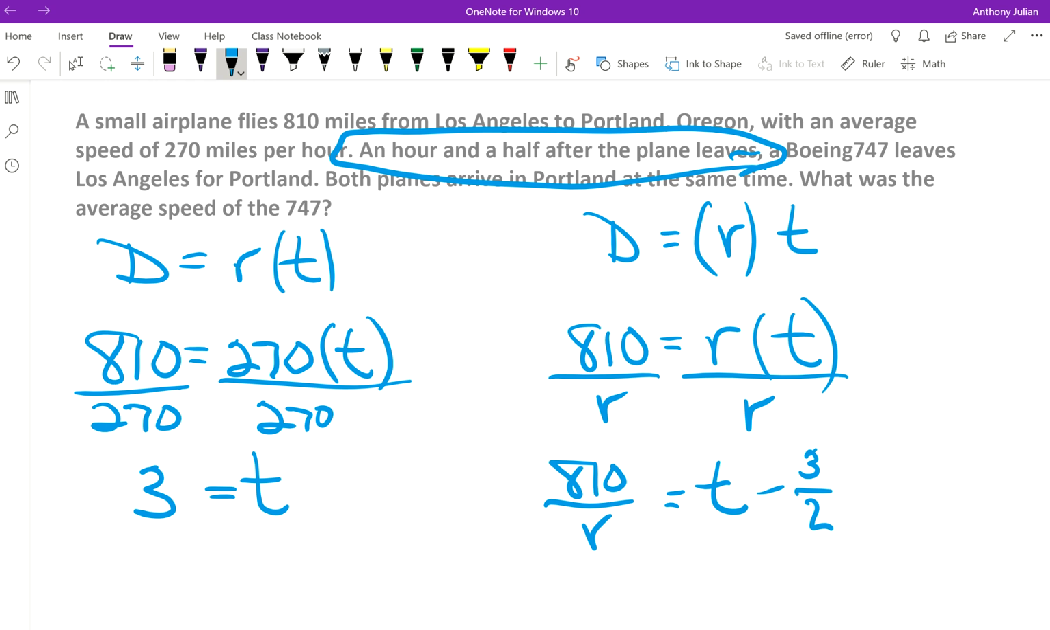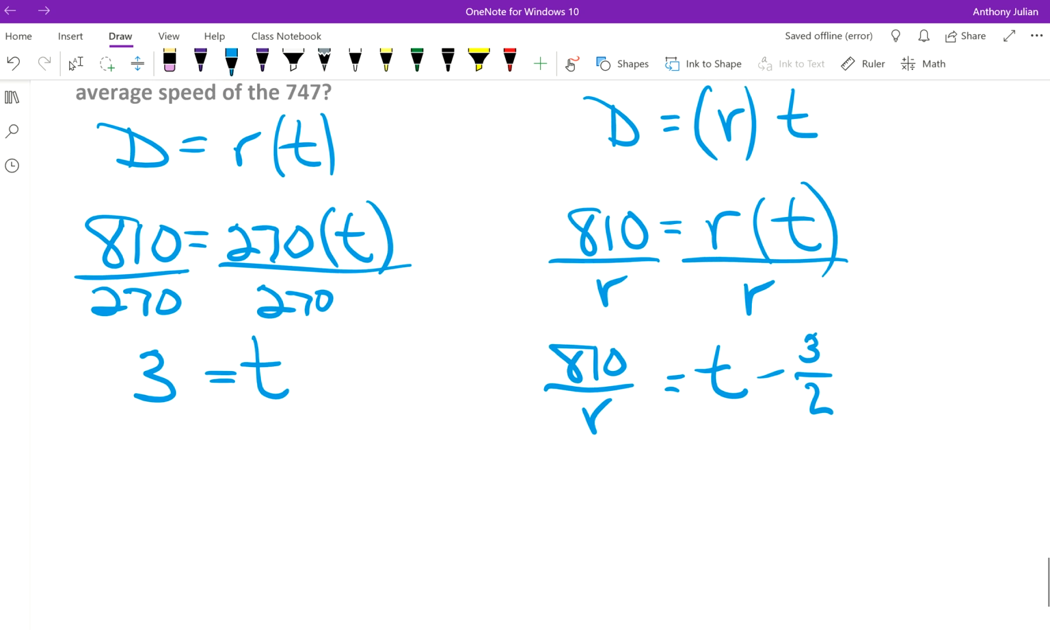If I solve for t again, I could just add the 3/2 to both sides. So it would look like 810 over r, and then I'm going to add 3/2 to both sides, plus 3 over 2 equals t.